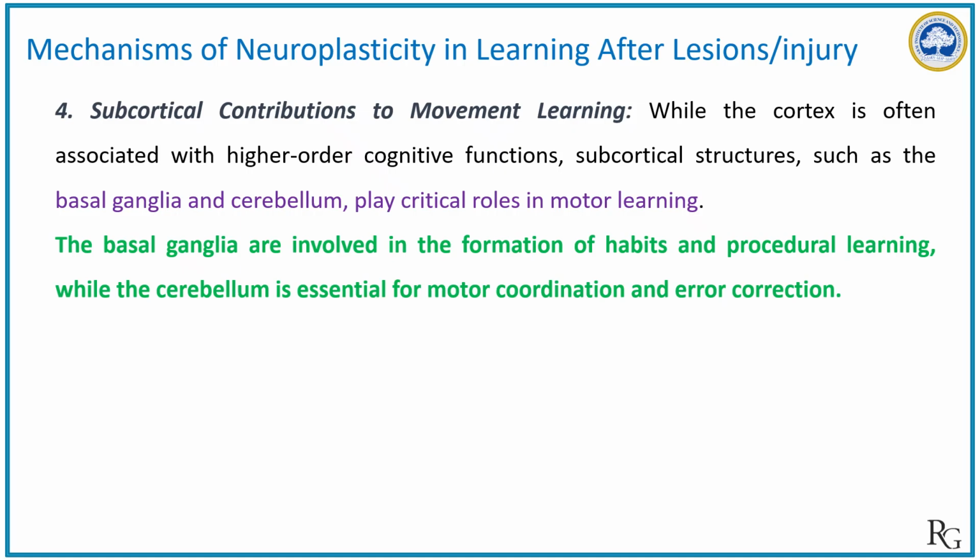They also play a role in selecting which motor program to execute, reinforcing movements that are successful, and gradually suppressing those movements that are less effective. So after an injury, this reinforcement mechanism becomes very valuable because the basal ganglia can help strengthen alternate pathways that allow the individual to compensate for the lost functions.